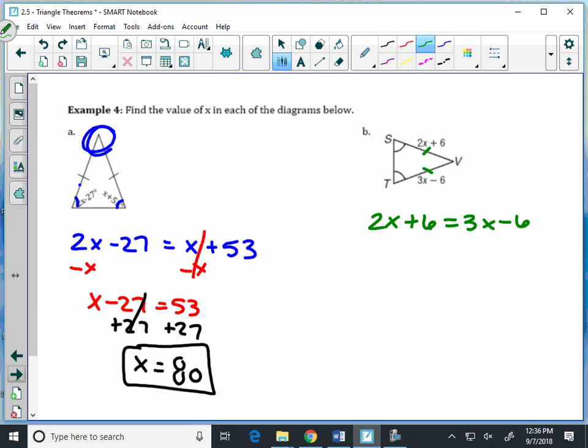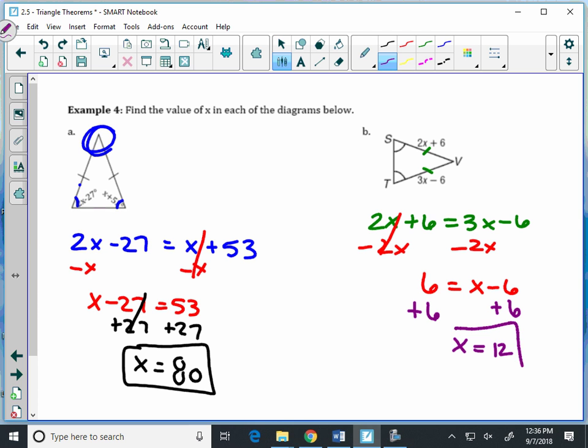But make sure you know why you're setting them equal. Again, in this case, they're across from angles that are equal. That means they're the same. And then solve. Move the 2x over. 6 is equal to x minus 6. Add the 6 over, so x ends up equaling what?